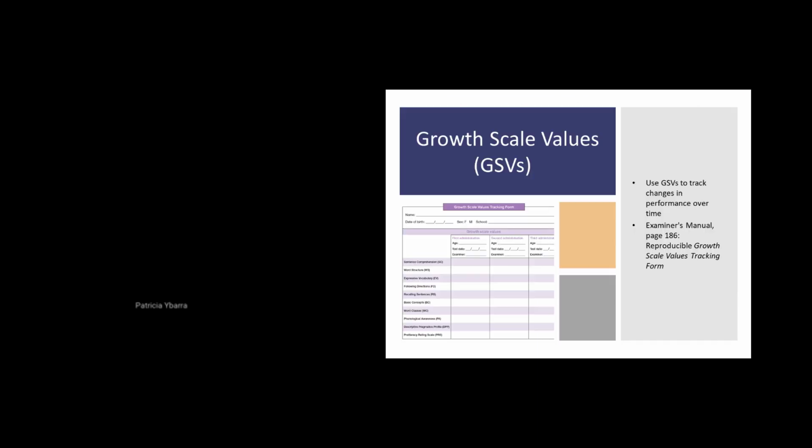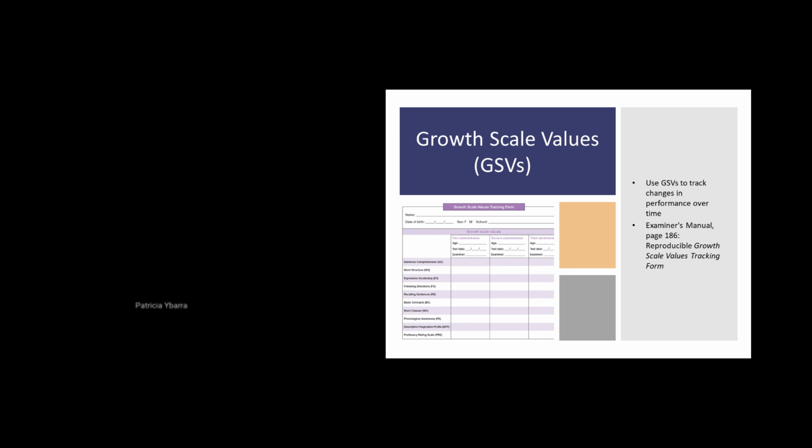The CELF Preschool-3 provides gross scale values, as I mentioned in a previous slide, or GSVs, for all subtests except for those that are criterion reference. GSVs were developed using the performance of children in the normative sample, and they can be used to quantify small improvements in the language skills of children assessed using the CELF Preschool-3.